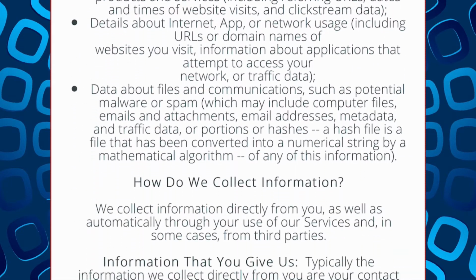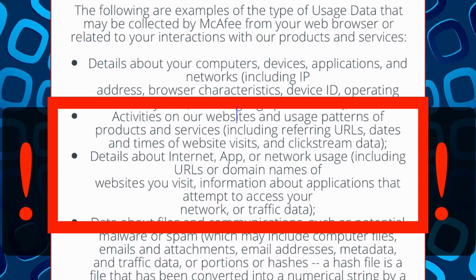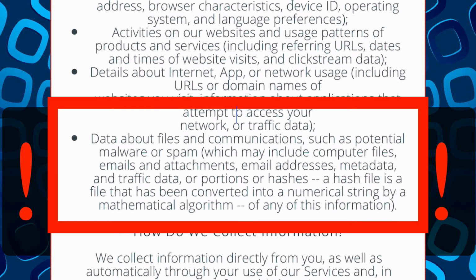They give some examples, so it could be details about your computer, devices, applications, and networks, including device IDs, operating systems, language preferences, activities and usage patterns of websites and services, details of internet app or network usage, including URLs or domain names of websites you visit, and information about things that attempt to access your network.